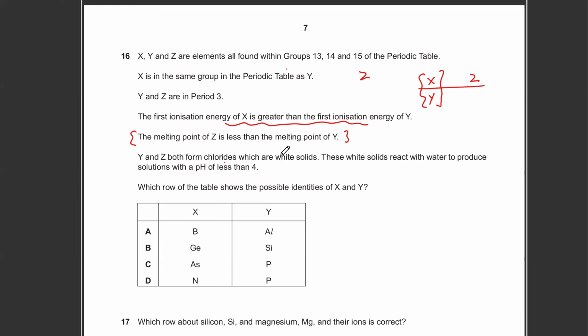He said, what about Y and Z form both chlorides, which are white solids? So both Y and Z. Wait a second, Y and Z are in the same period, right? So Z is in the same period. So we're talking about group 14 and group 15 because they have pH less than 4, so they're acidic. It can't be aluminium. Yeah, so they've actually limited it. It's group 13, 14, and 15, right? Yes. So one of the groups is missing. So they both form, who forms white solids?